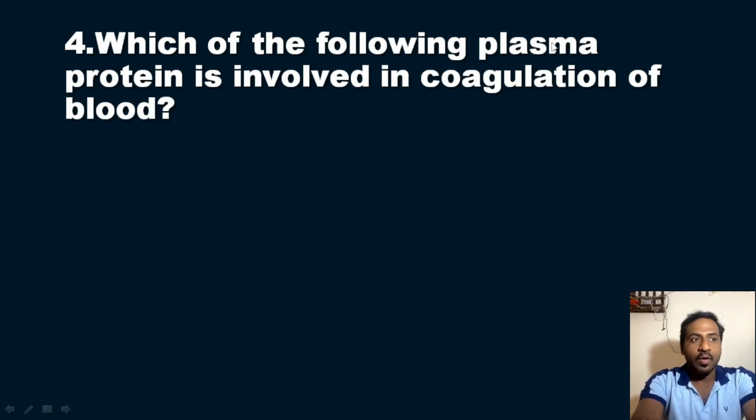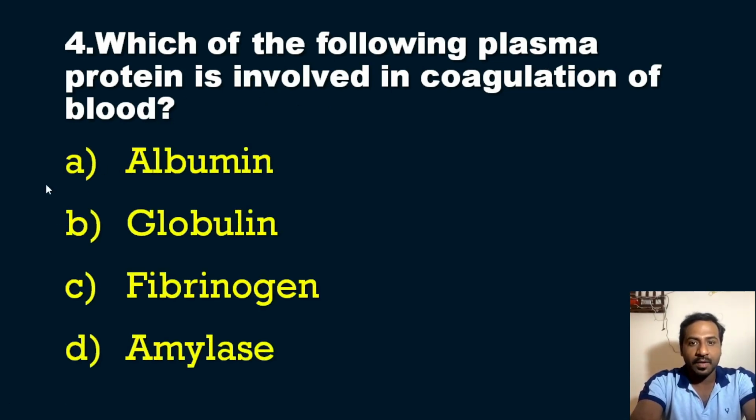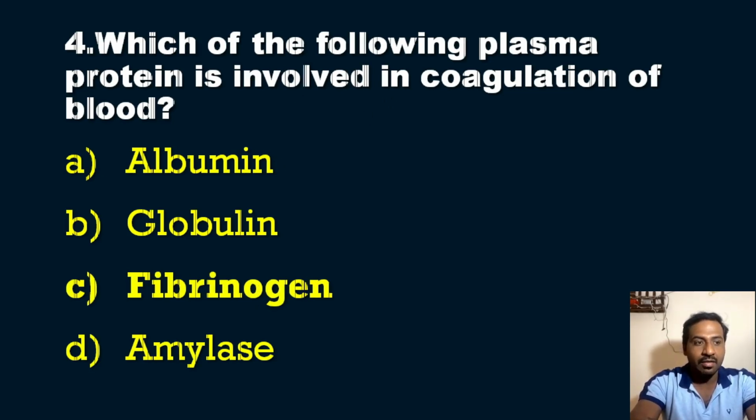Which of the following plasma proteins is involved in coagulation of blood? The options are: first, albumin; second, globulin; third, fibrinogen; and the final option, amylase. So which of the following plasma proteins is involved in the coagulation of blood? It's a simple, direct question. The answer is fibrinogen.